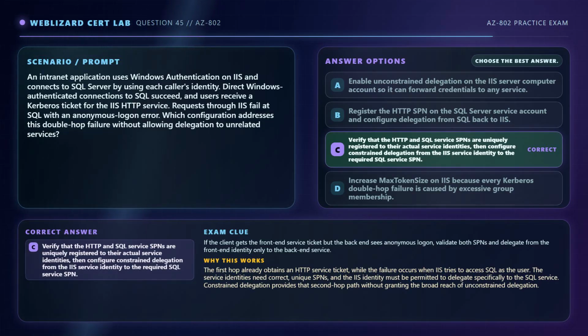the user. The service identities need correct, unique SPNs, and the IIS identity must be permitted to delegate specifically to the SQL service. Constrained delegation provides that second hop path without granting the broad reach of unconstrained delegation. If the client gets the front-end service ticket, but the back-end sees anonymous logon, validate both SPNs and delegate from the front-end identity only to the back-end service.